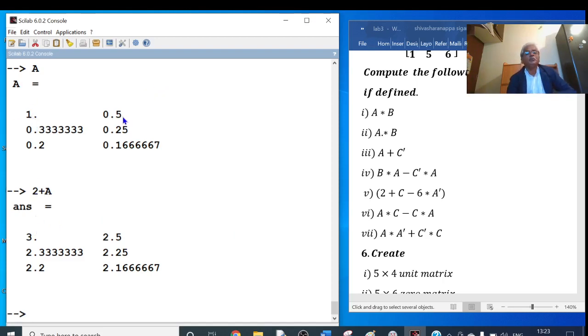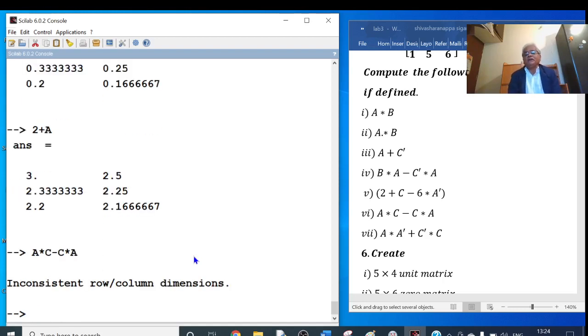1 plus 2, 0.5 plus 2, 0.333 plus 2, 0.25 plus 2. That means this 2 is added to each element of A. Whatever may be the size of A, 2 is added. Automatically, this becomes a matrix of the same order as A, whose elements are all equal to 2. That is the meaning. Next, A star C minus C star A. Yes, this is also not defined.